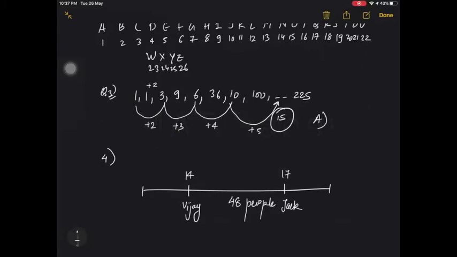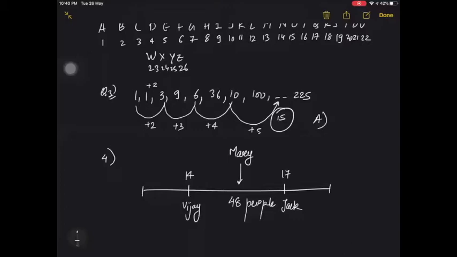Mary is in between Vijay and Jack. If Vijay is ahead of Jack, and there are 48 persons in the queue, how many persons are there between Vijay and Mary?